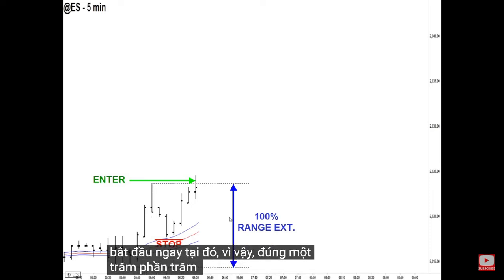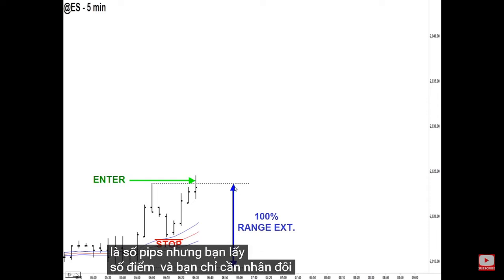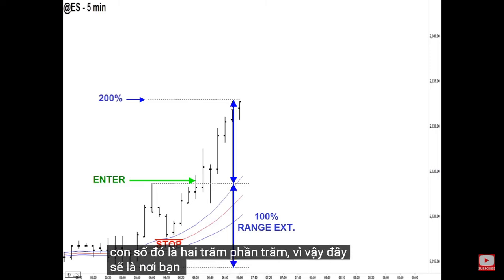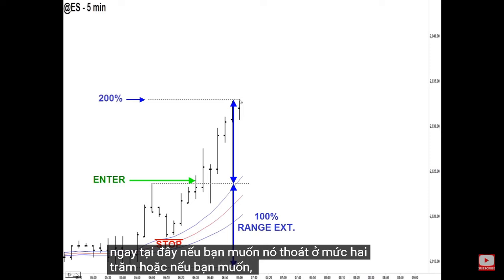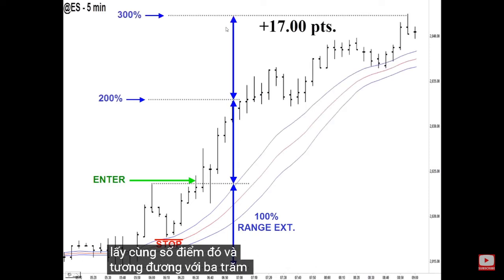So that's 100%. All right, so obviously then you take the amount of points. If you're trading currency pairs, it would be the amount of pips. But you take the amount of points and you simply double that. That's 200%. So this would be a place where you could exit right here if you wanted to exit at 200. Or if you wanted to, you could take that same amount of points and that equals 300.